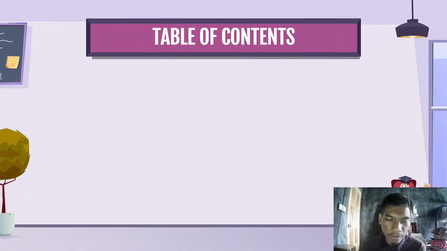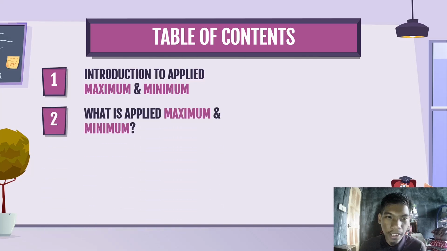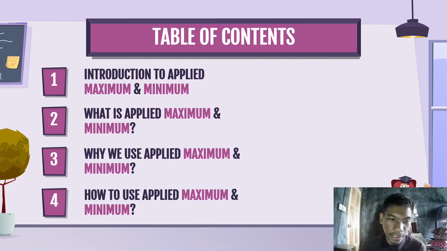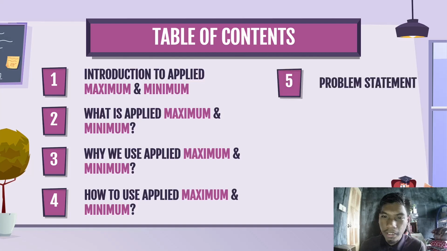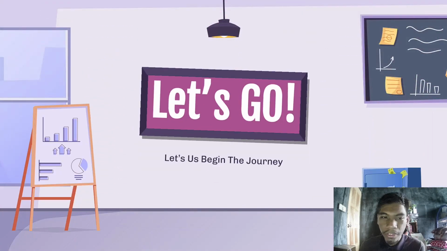The table of contents that we have are: one, introduction to applied maximum and minimum. Second one is what is applied maximum and minimum. Third one is why we use applied maximum and minimum. The fourth one is how to use applied maximum and minimum. The fifth one is the problem statement that we have. The sixth one is the conclusion. And the last one is reference. Now, we're going to be going to the first one, and let us begin the journey.